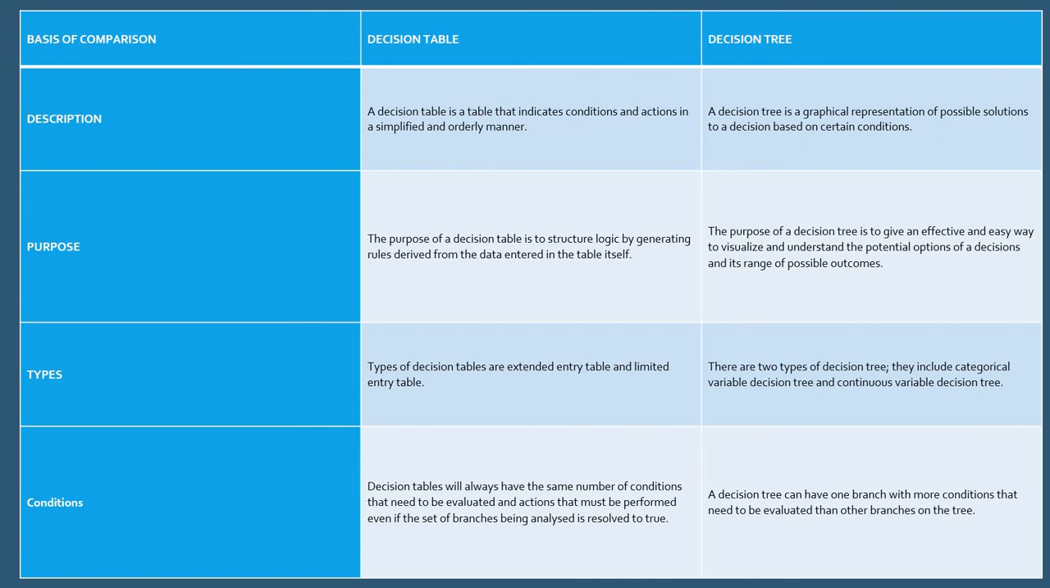Types. Types of decision tables are extended entry table and limited entry table. And for the decision tree, there are two types: categorical variable decision tree and continuous variable decision tree. The conditions on the decision table are that they will always have the same number of conditions that need to be evaluated and actions that must be performed, even if the set of branches being analyzed is resolved to true. Whereas a decision tree can have only one branch with more conditions that need to be evaluated than other branches on the tree.